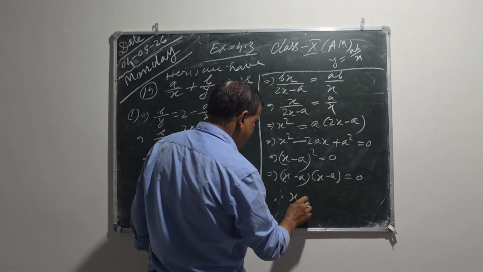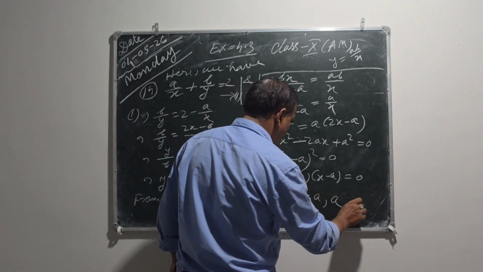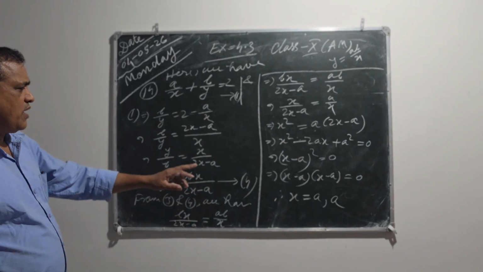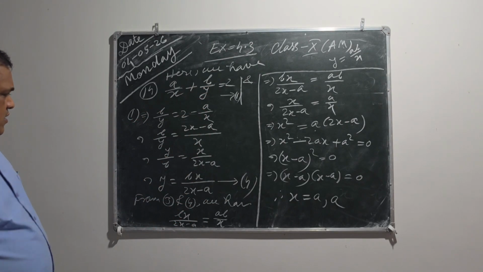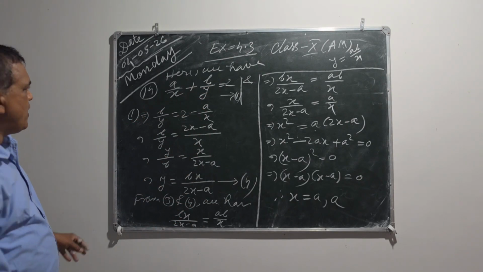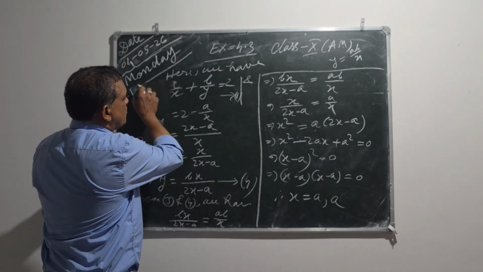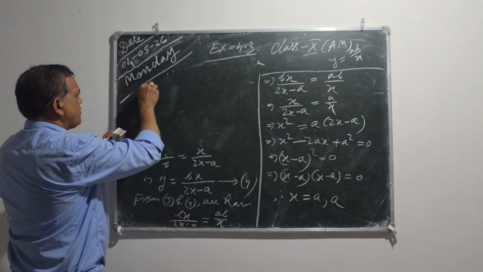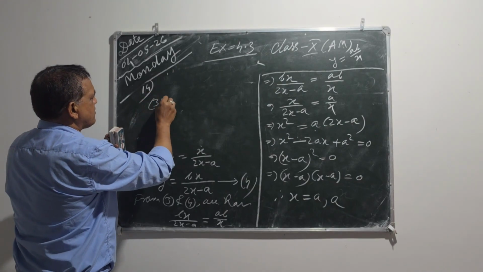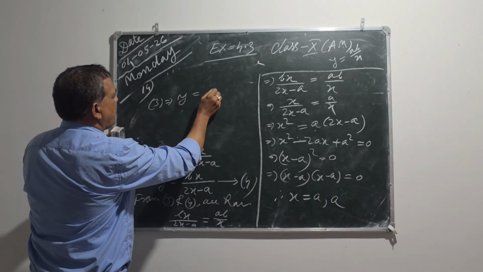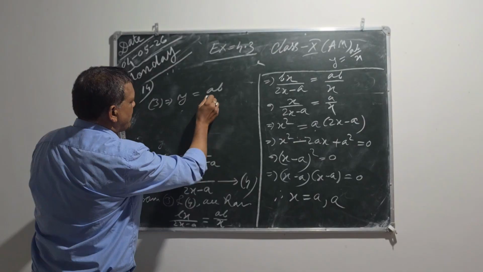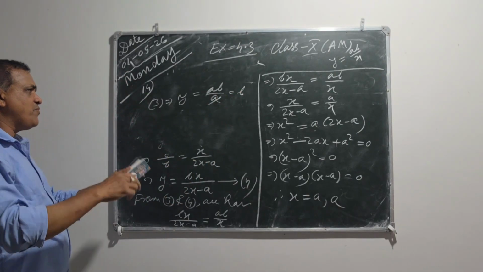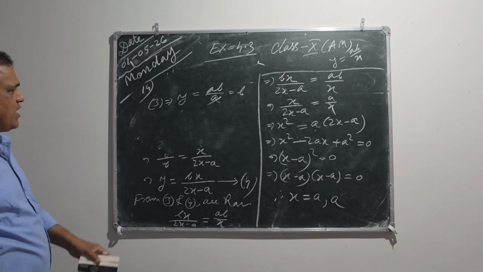Therefore, x equal to a comma a. Then, if we substitute a in that relation 3, let us simplify 3 now. It is number 14. So now 3 implies y equal to ab by x, where a cancels, it will be b. So if we replace a, the same result will come.